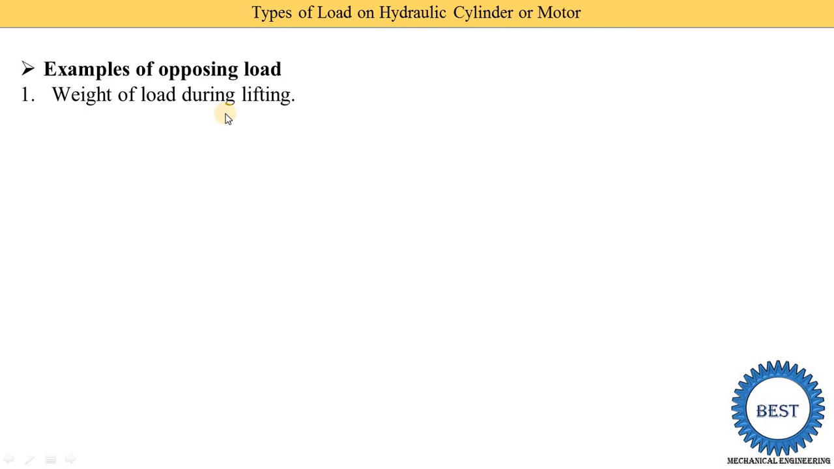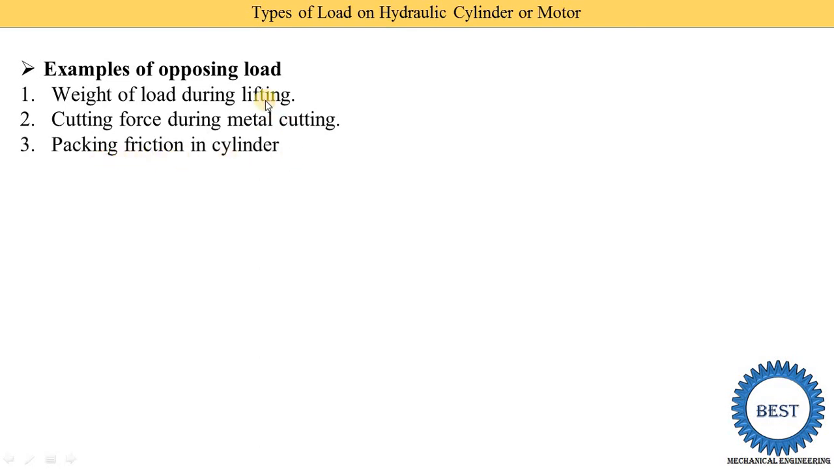But when the lift is moving in the upward direction, meaning we are lifting the lift, it is called the opposing load. Second, the cutting force during metal cutting operations. Packing friction inside the cylinders. Inside the cylinder, there is a piston and it is reciprocating, and at that time the packing is provided. So this packing friction inside the cylinder is also an opposing load. Friction between the load and contact surface.